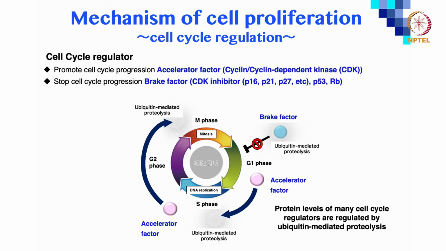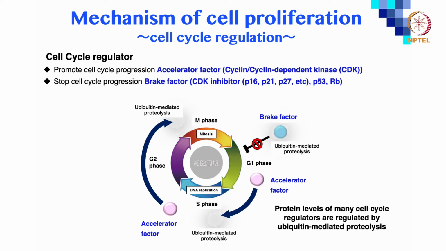Cell cycle is regulated by many molecules. Cell cycle is driven by cyclin and cyclin-dependent kinase, CDK. Cyclin and CDK activate accelerators of cell cycle via phosphorylation. Moreover, cell cycle can be arrested by brake factors. Cell cycle is precisely controlled by many accelerators and brake factors.